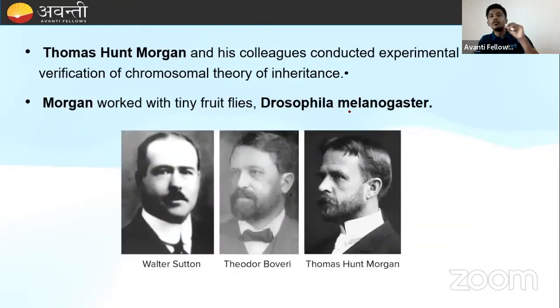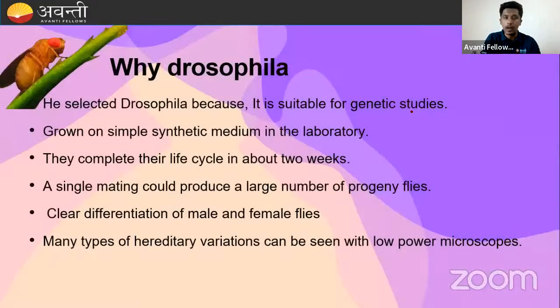Anyways, we have certain colleagues that conducted experimentation on this. One is Thomas Hunt Morgan and his colleagues. They performed experimentation on chromosomal theory of inheritance. What are the variations that happen in the chromosomal theory of inheritance? Now Morgan's work is very, very significant. Morgan and his students worked on Drosophila melanogaster, which is called the Cinderella of genetics. It is also called the fruit fly.